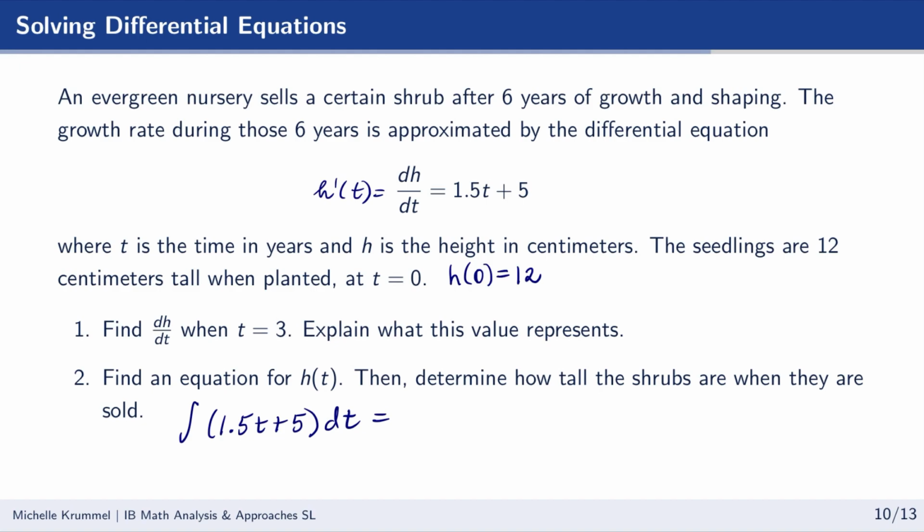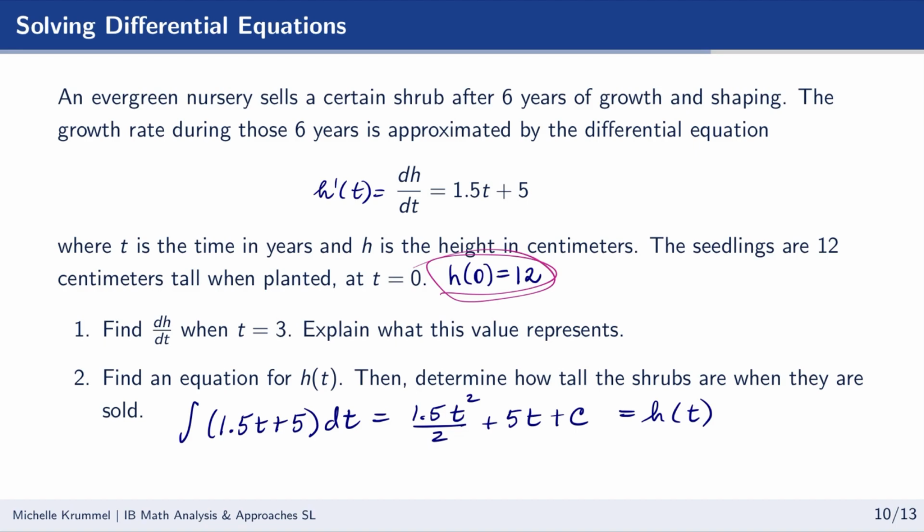So 1.5 t squared, we bump up the exponent by 1, then divide by the new exponent, then plus 5t plus c, and that is going to give us h of t. Now, in order to solve for the value of c, we can use this information that was given here. We know h of 0 equals 12. That's going to allow us to solve for c.